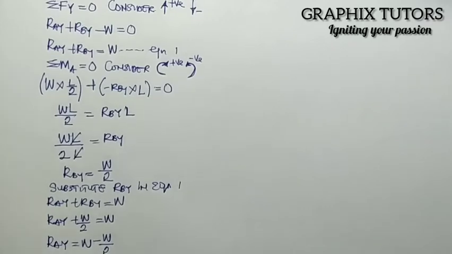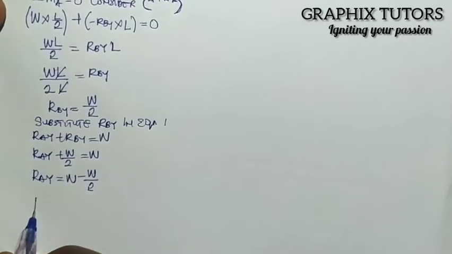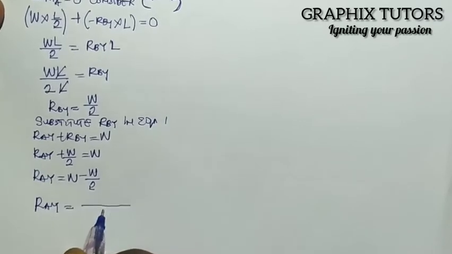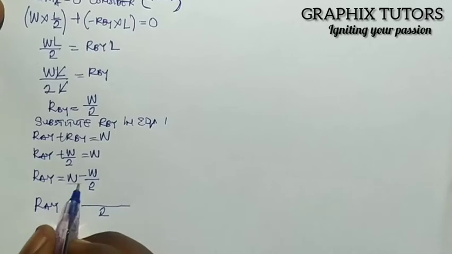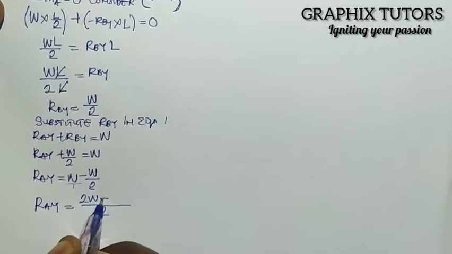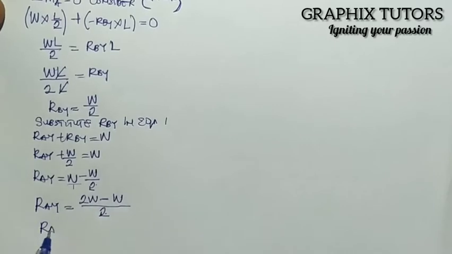So if you look for the LCM here, the LCM is 2. So if I bring 1 into, it will give me 2 times W, which is 2W, minus 1 times W, which gives you W. So in the long run, my RA is equal to W over 2.